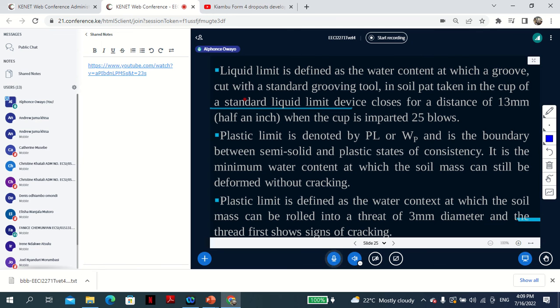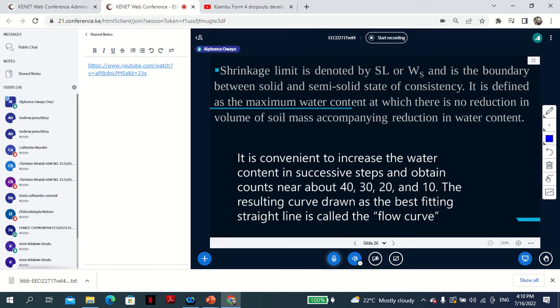Plastic limit is denoted by PL or wP and is the boundary between the semi-solid and the plastic states of consistency. It is the minimum water content at which the soil mass can still be deformed without cracking. Plastic limit is defined as the water content at which the soil mass can be rolled into a thread of 3 millimeter diameter, and the thread first shows signs of cracking. We'll get clearer in a minute.